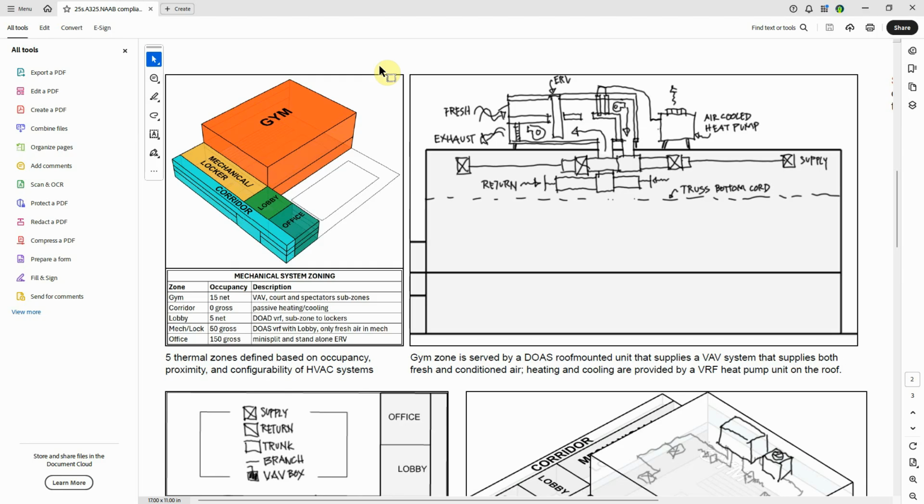So I am using the little Jim Charette project that we did at the beginning of the semester here. I decided we'd have 5 zones for it: corridor, office, lobby, mechanical, locker, and gym. I defined these first by their occupancy. They all have different occupancies, and we know what those would be by looking at the code.